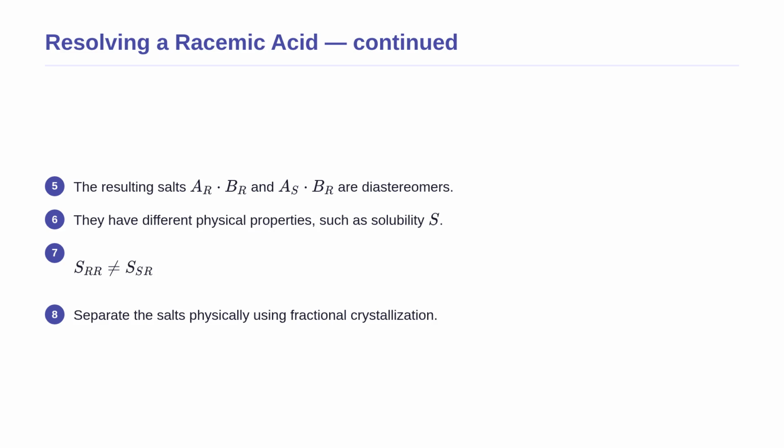Continuing with our resolution example, we now have two distinct salts. One is made of two right-handed parts and the other is made of a left-handed and a right-handed part. This is the crucial step. Because these two salts are diastereomers and no longer mirror images, their physical properties are different. Specifically, their solubilities in a solvent are not equal. This mathematical inequality highlights that difference. Because of this difference in solubility, one salt will dissolve easily in the solvent while the other will form solid crystals. We can now easily separate them by filtering out the solid crystals.